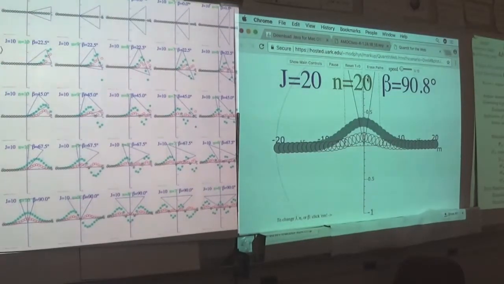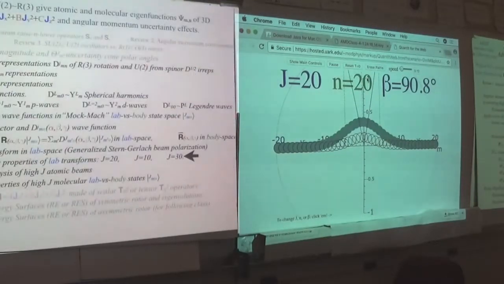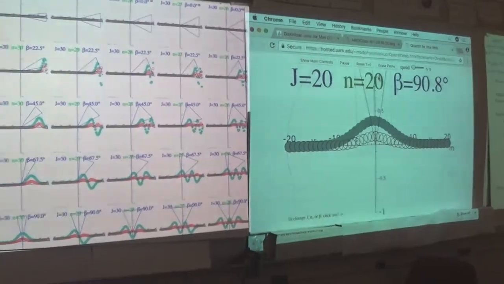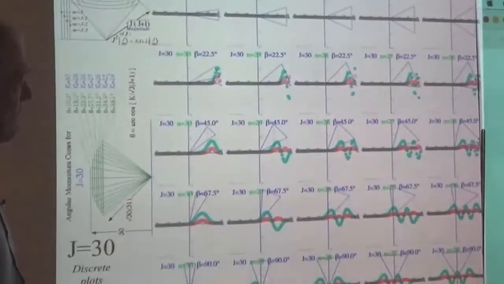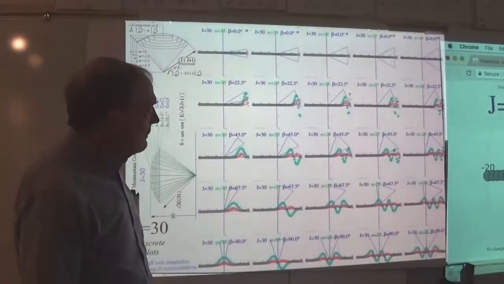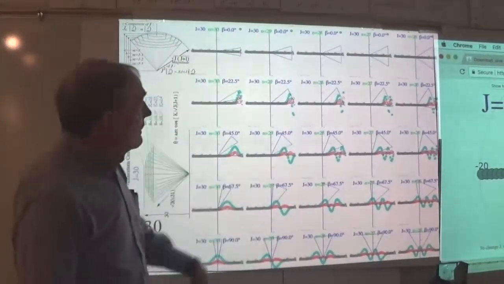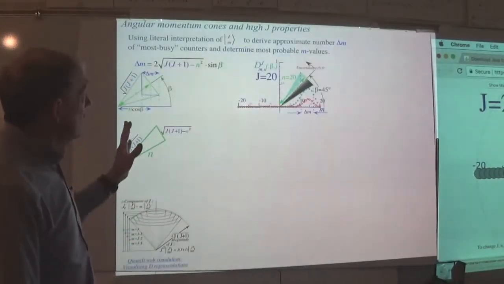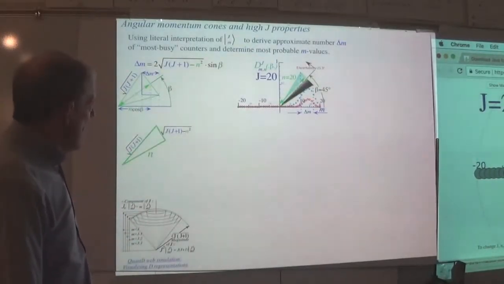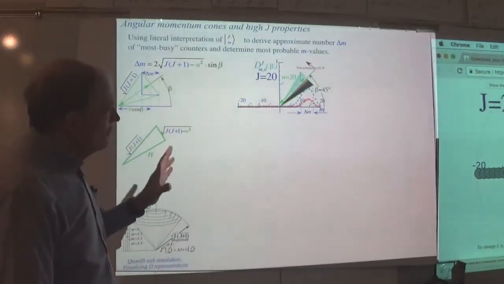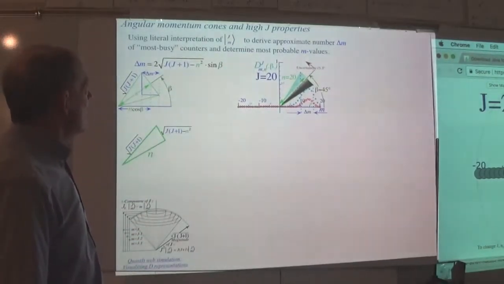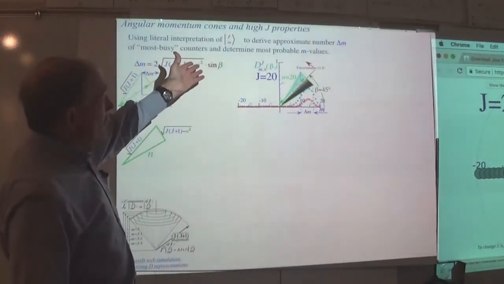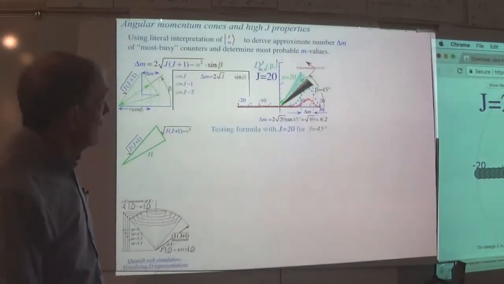Okay? So all of these are clickable. You get the whole table at once. Here's 30, which is what we looked at when we first mentioned these angular momentum cones. It doesn't go away just because you use a high angular momentum. Okay. Now, here's some quick analysis. We're going to use this as a quantitative tool. And here's the simplest thing you would do: figure out where the most busy counters are and what the probable values are.